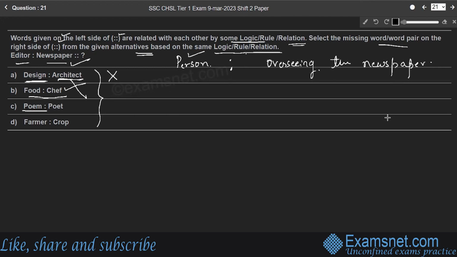Whereas option C, poem, poet. Poem is not the person. Therefore, not the answer. Farmer, crop. So which follows the same logic. Farmer is the person who is responsible for growing crops. Therefore, option D follows the same logic. Person is farmer. Farmer is responsible for growing crops, which indicates the action. So who is producing or overseeing the creation of the second word. Therefore, option D follows the same logic of the given word pair. Therefore, option D is the answer.